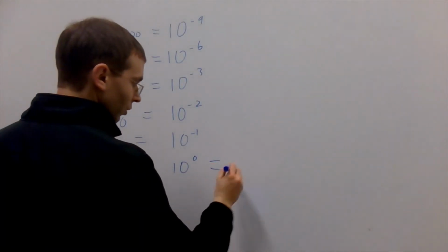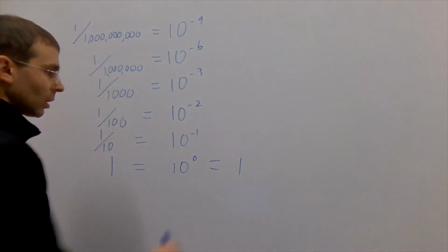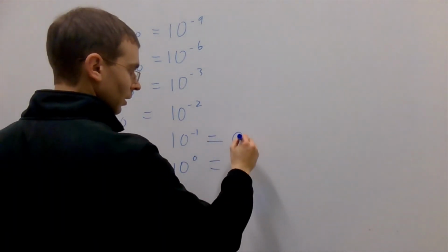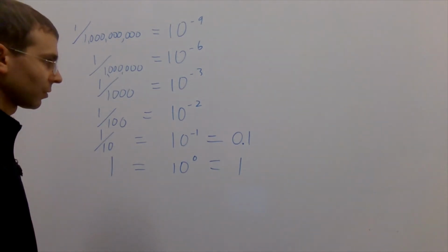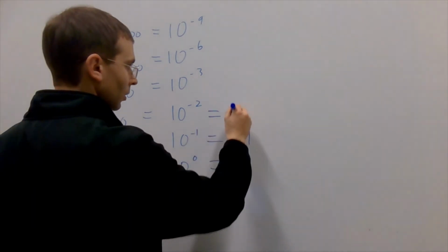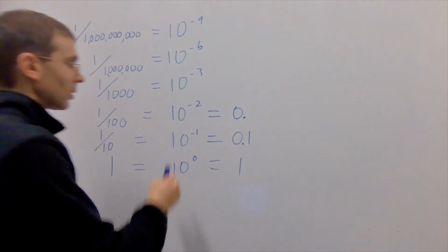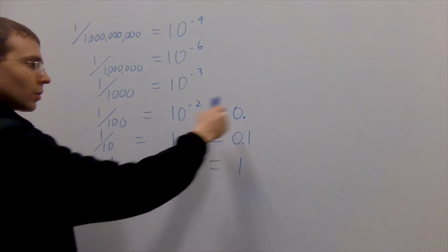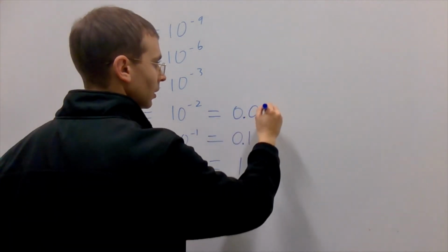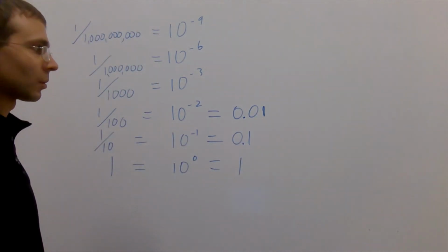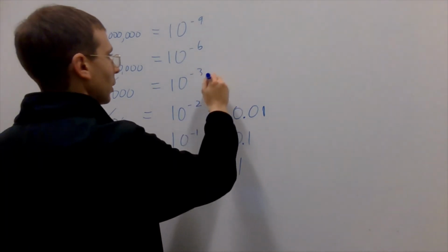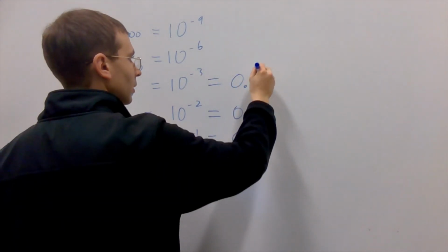Well, 1 is just 1. 1/10 is 1 in the tenths place, the first spot after the decimal point. The 1/100th, or 10 to the negative second, is 1 over there in the hundredths place, the second place after the decimal point, and so forth.